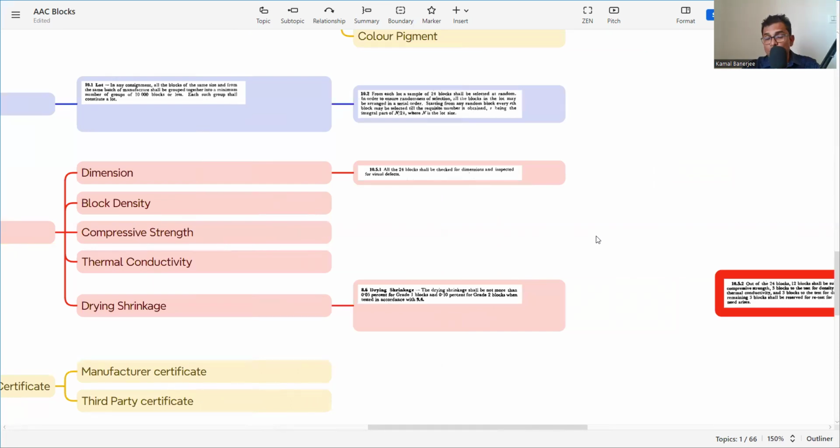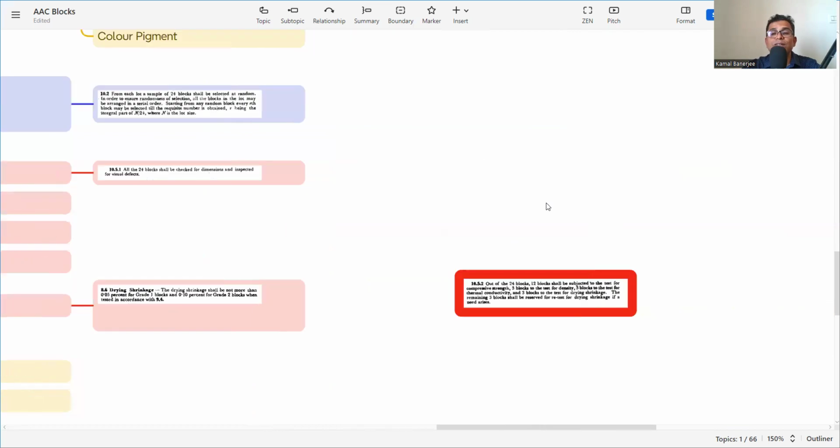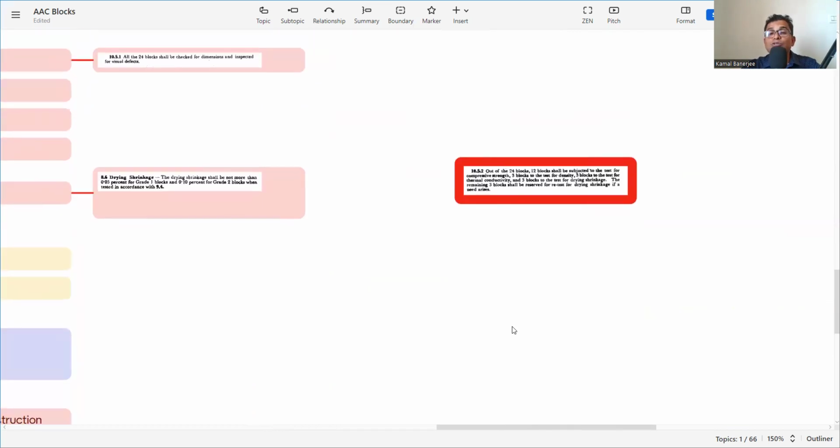So whatever the 24 blocks we are selecting, all the blocks are to be tested for the dimension and dimensional accuracy, as we have discussed, that is, the length will be in ±5 and the width should be in ±3. Now, what are the other tests, the block density, compression strength, thermal conductivity, drying shrinkage, and how many blocks need to be checked? In clause 10.5.2 of the same IS 2185 Part 3, it is mentioned that out of 24 blocks, 12 blocks shall be subjected to the test for the compressive strength.